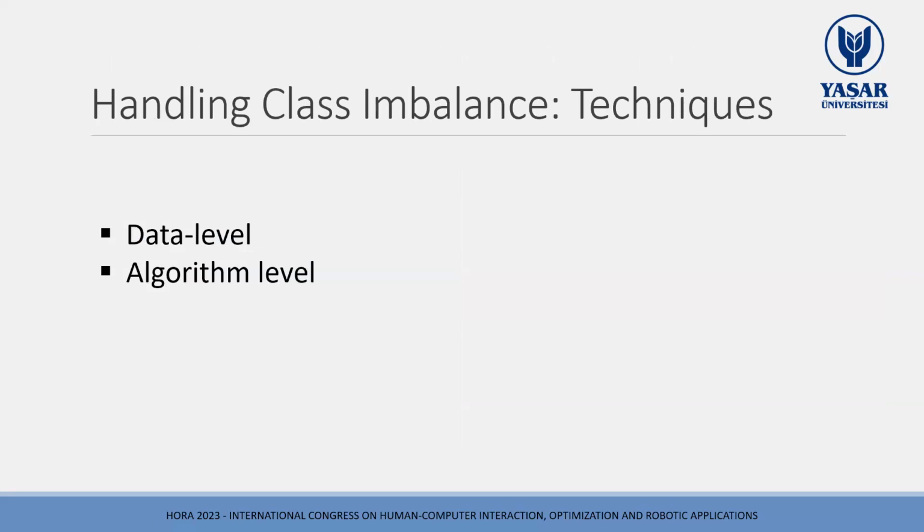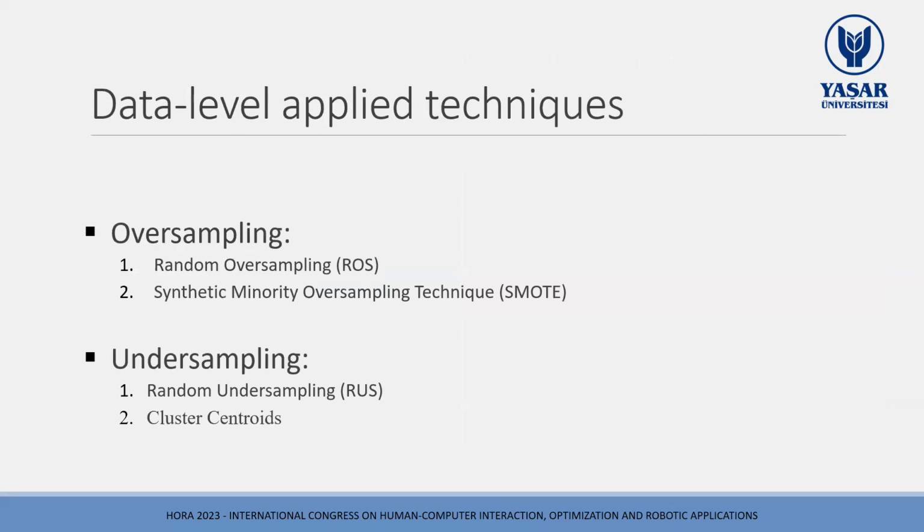So to address the class imbalance, we need to consider both data level and algorithm level solutions. Today we will focus on data level solutions, specifically sampling techniques. There are two main types of sampling techniques: oversampling and undersampling.